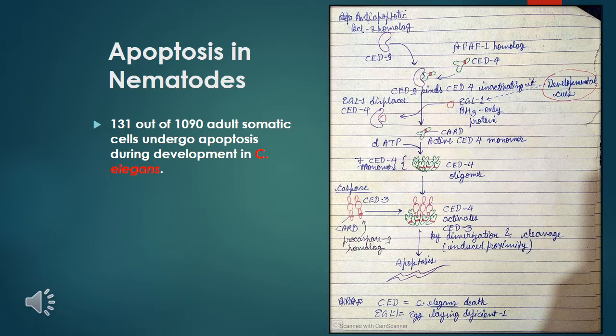The complete pathway you can understand from the handout I have given in this slide on the right side. Here, the most important thing is to remember the homologs. For example, the anti-apoptotic BCL2 homologue of vertebrates in C. elegans is CED9. Similarly, APAF1 homologue is CED4. Procaspase 9 homologue is CED3. So these things you should remember because questions are generally asked regarding these homologues in CSIR examinations.